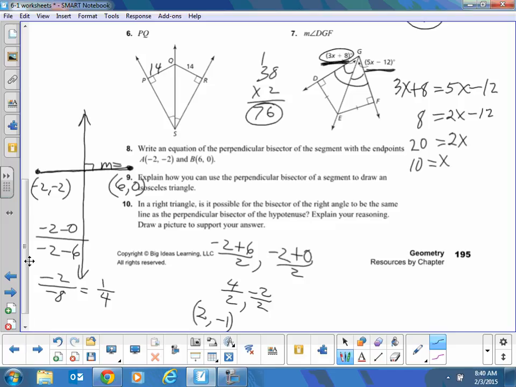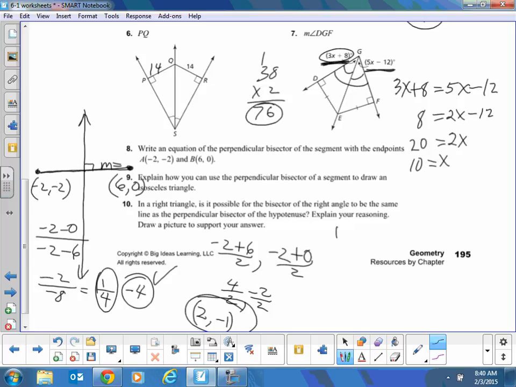So to find the slope of the perpendicular line, I'm going to simply flip this over and change the sign. So it's going to be a -4. I'm going to flip it over and change the sign. So it's a negative reciprocal of the slope. So my slope is -4, and this is my point.